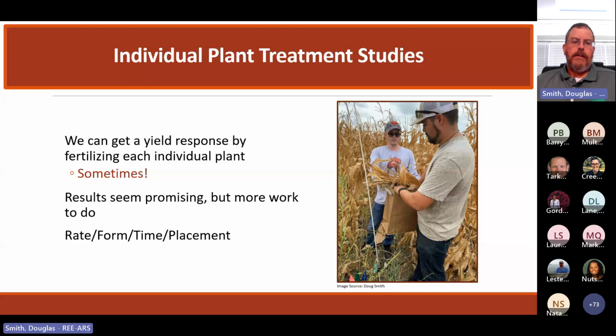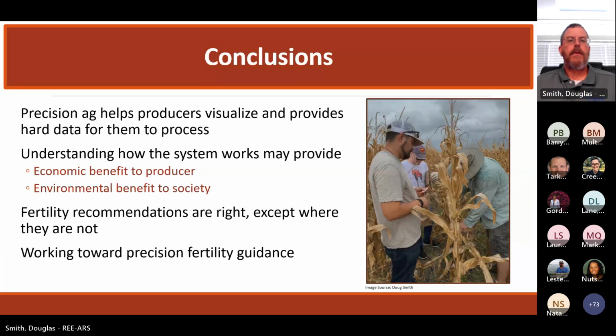So looking at these studies, we know that we can get a yield response using this type of fertilizer application sometimes. The results seem promising, but there's definitely more work to do. And we are working through all of these four R's of the 4R fertilizer strategy.